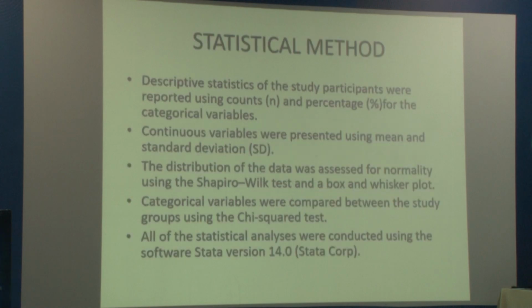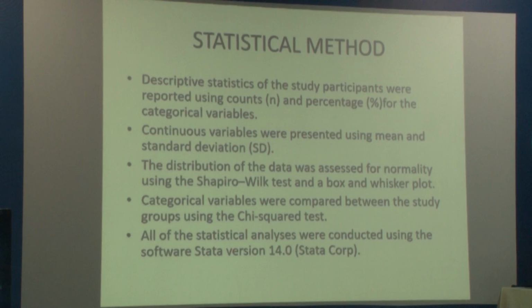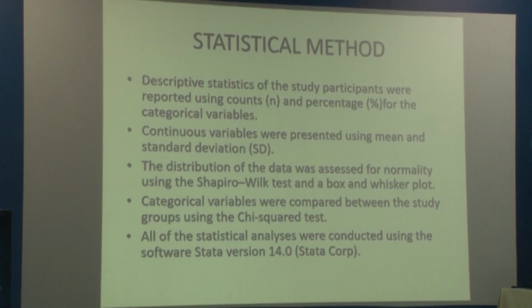For statistical analysis, descriptive statistics of study participants were reported using counts and percentages for categorical variables, and continuous variables were presented using mean and standard deviation. The distribution of the data was assessed for normality using the Shapiro-Wilk test and box and whisker plot. Categorical variables were compared between the study groups using chi-square test, and all of the statistical analysis was conducted using statistical software.